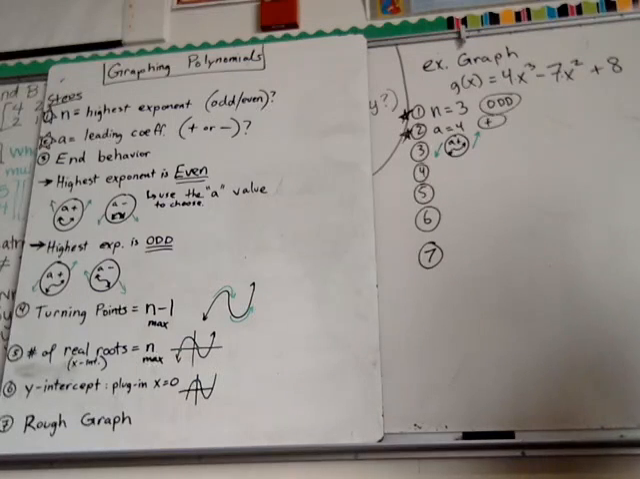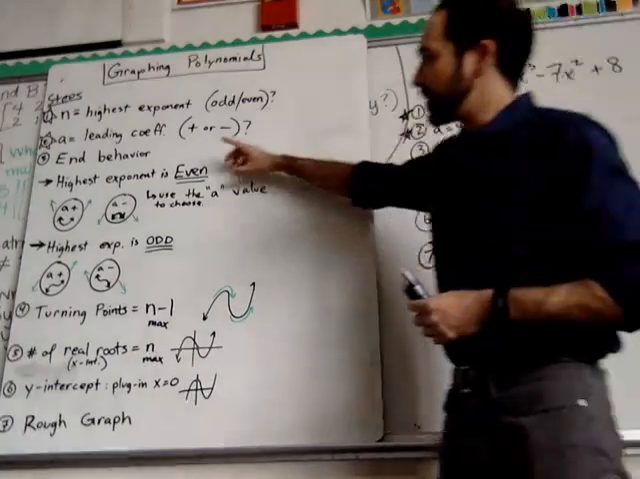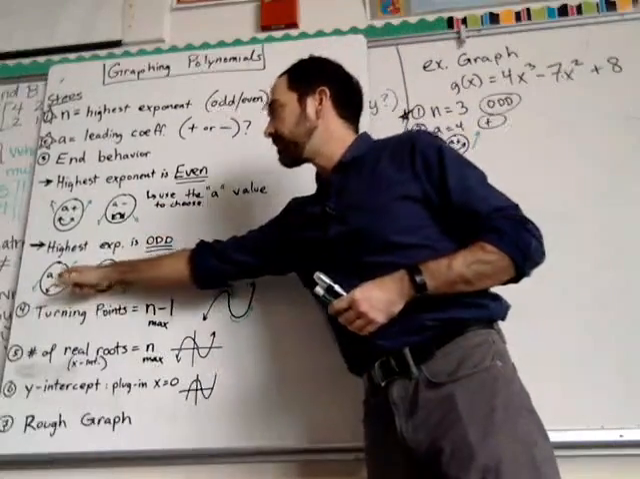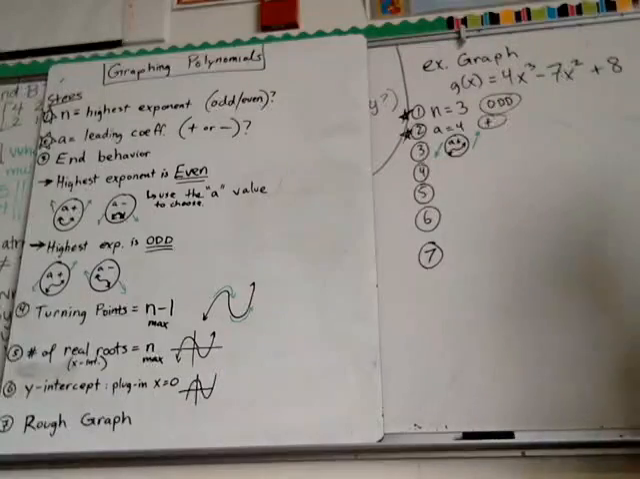That's probably the hardest one to figure out. Now, the way I figured that out again was, I knew that I had to choose between the highest exponent being even or odd. I know it's odd. My A value is positive. Odd, positive. So I end up with the smirk up to the right like that.